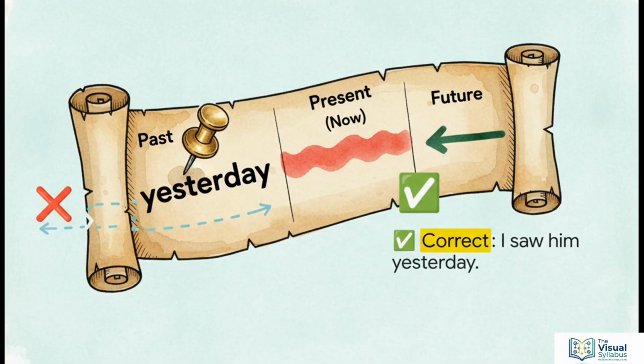Okay, the magic word here is yesterday. That word pins the action to a finished point in the past. And remember, present perfect is all about connecting the past to the present. You can't use it with a finished time word like yesterday or last week. If you say when it happened, it's locked in the past and you have to use the past simple.